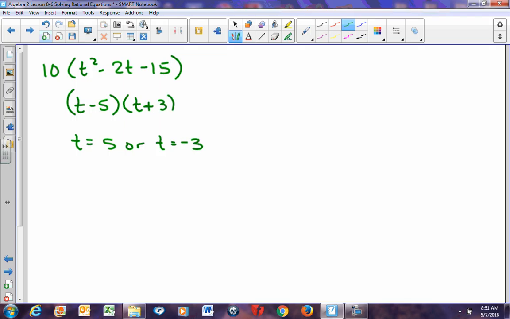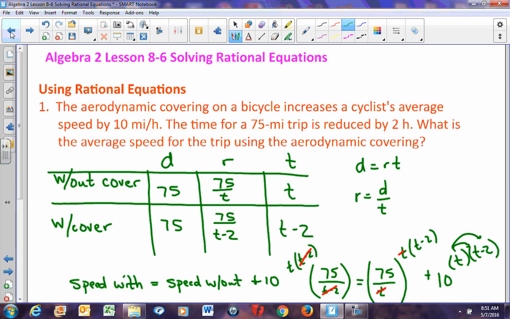I can't have a negative amount of time, so we know this comes out of the equation. So t equals 5, but that's not the answer to the question. The answer to the question isn't how long it would take. The question is, what is the average speed of the trip using the aerodynamic covering? So t equals 5 without the cover, because if we go back to our chart, t is the time without the cover.